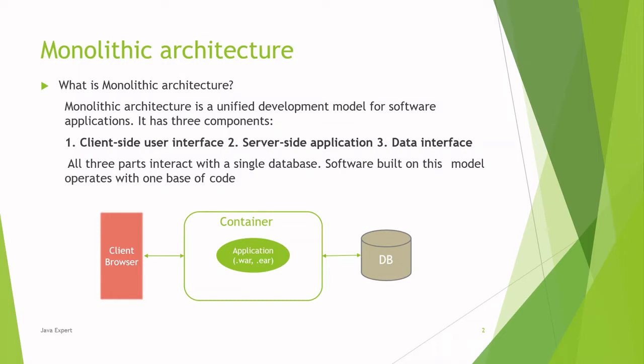Now all those things will be packaged in a single WAR or EAR file, and that file will be deployed in a container such as JBoss, Tomcat, or WebSphere. Those kinds of servers are used to deploy this package, and that's how monolithic architecture works. Fine. I hope you understood what monolithic architecture is. Now we'll move on.